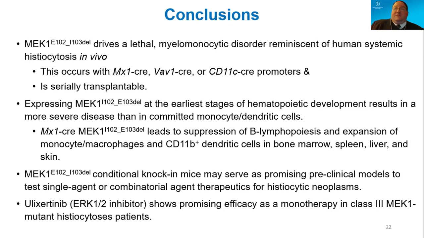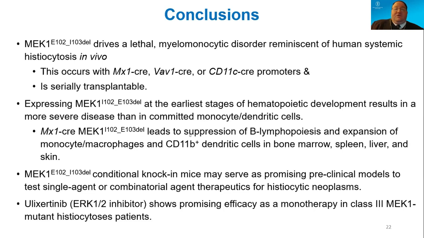This can occur when it's expressed under MX1 Cre, VAV1 Cre, or CD11c Cre. So at the early stages of hematopoietic development, or at the monocyte dendritic cell committed progenitor level. It's cellularly transplantable. Expressing the MEK1 mutation at the early stage of hematopoietic development seems to result in a more severe disease. They died much earlier than when the CD11c Cre mice started dying.